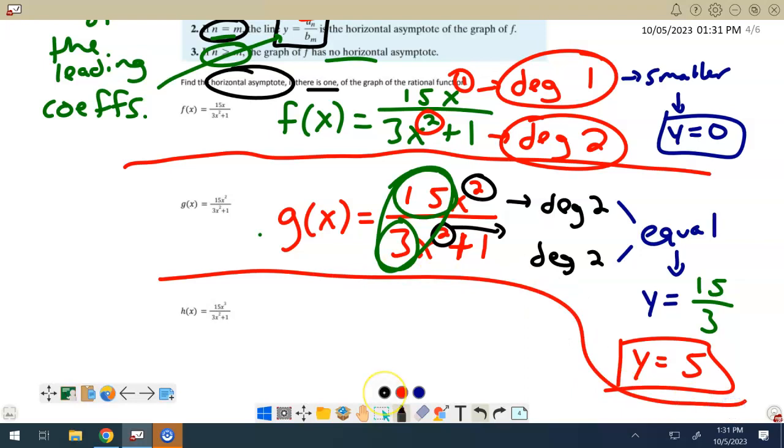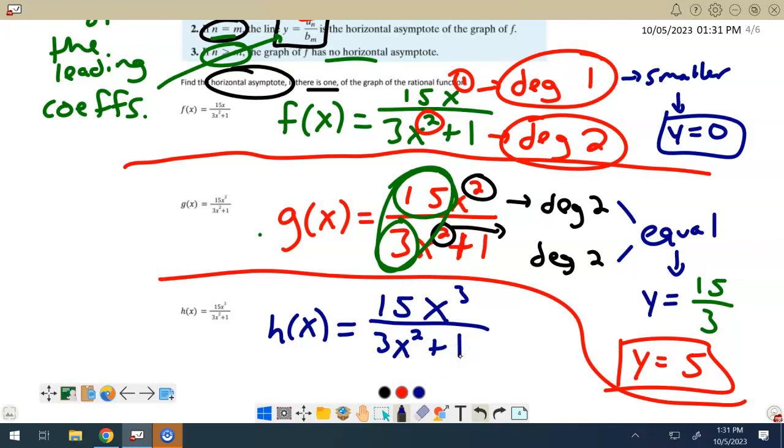Now, for the last one, you can probably guess there's a very predictable pattern here to these problems. They basically follow the order of that graphic, right? So the first example was number 1 in that graphic. The degree of the numerator was smaller, so the asymptote's y equals 0. The second example was number 2 in the graphic. The degrees were the same, and so we took a ratio of the leading coefficients. So this is going to be number 3 in the graphic, right?